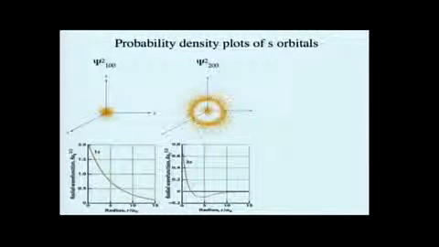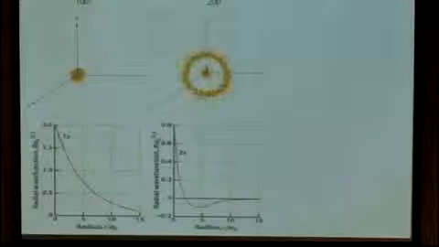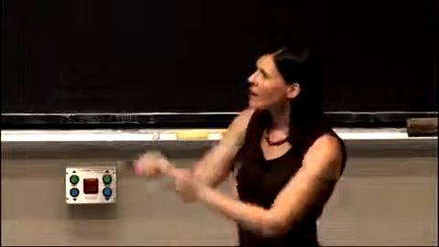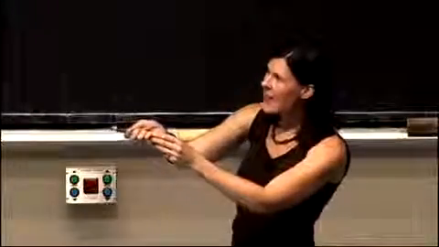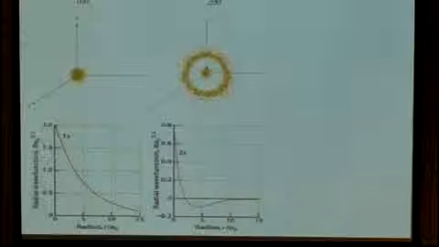So let's look at these probability plots of different s orbitals here. Up top here we have the probability density plot. And what you can see is what I just said: very high probability density in the nucleus, decays as you go out. And what is plotted below is the actual wave function. So you can see it starts very high and then decays down.